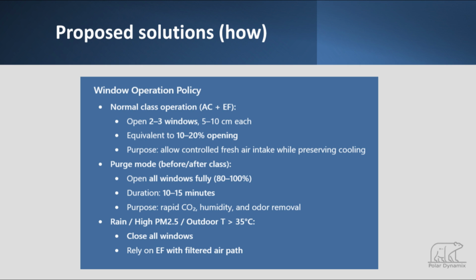Before and after class, the system switches to Purge Mode. In this mode, all windows are open between 80 and 100% for about 10 to 15 minutes. This allows rapid removal of carbon dioxide, excess humidity, and odors from the classroom. In cases of rain, high PM 2.5 levels, or when the outdoor temperature is higher than 35 degrees Celsius, all windows remain closed. Ventilation is then provided entirely by the exhaust fans using a filtered air path to maintain indoor air quality without opening the windows.